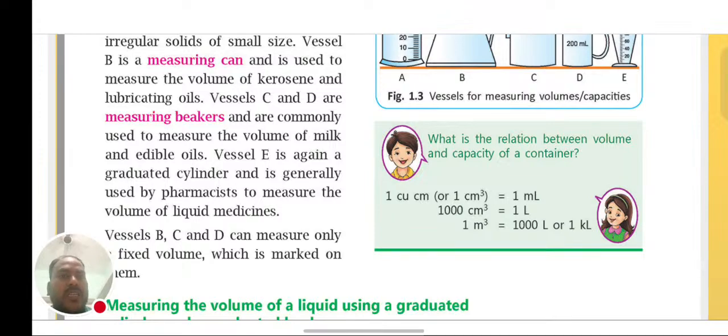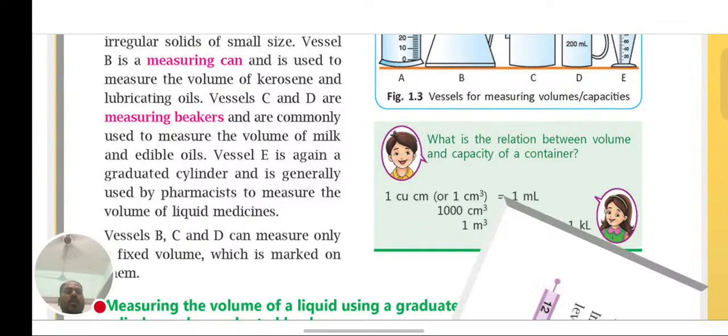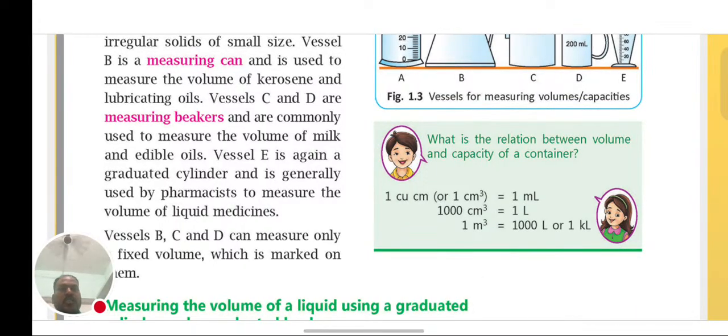Now next, the last one, vessel E. Vessel E is a graduated cylinder and is generally used by pharmacists to measure the volume of a liquid in medicine. So vessel E we are using in medicines to measure the volume of any liquid medicine.